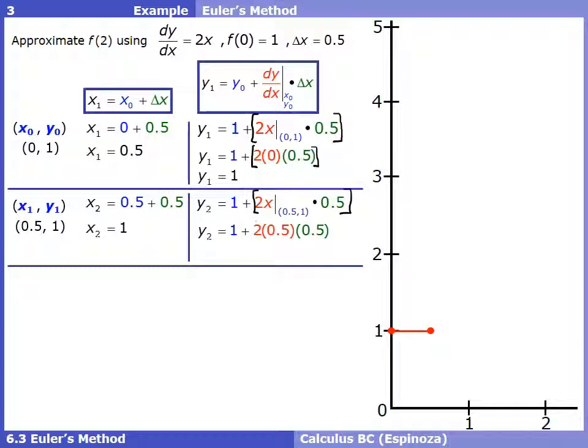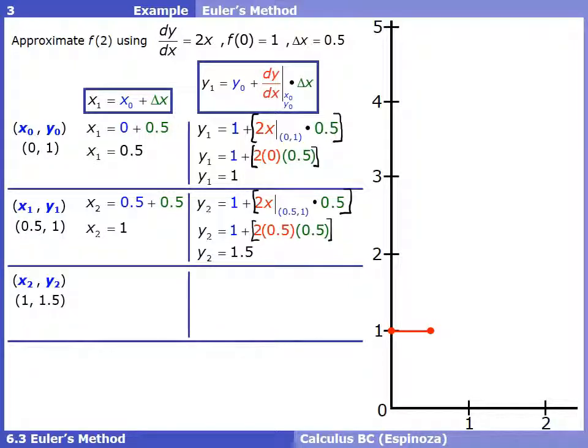which now means we need to take that point and plug it into our derivative. If you take the point 0.5 and plug it in for x and evaluate this and add to it 1, you'll end up with 1.5. So that's the next point along our journey here. Our (x2, y2) is (1, 1.5), and again, I'll plot that on our graph here.